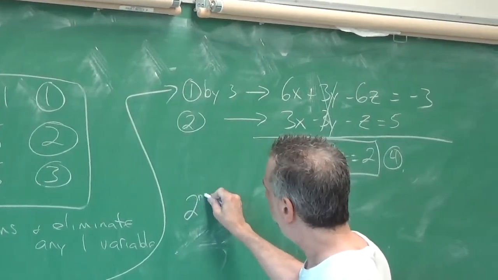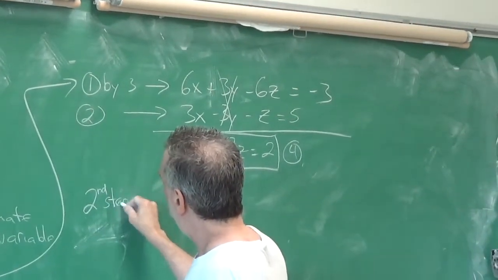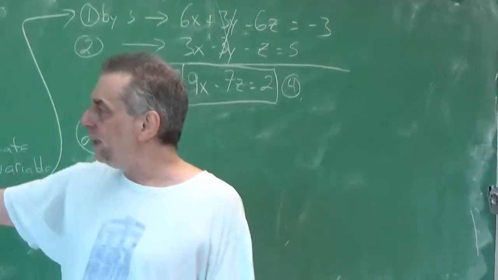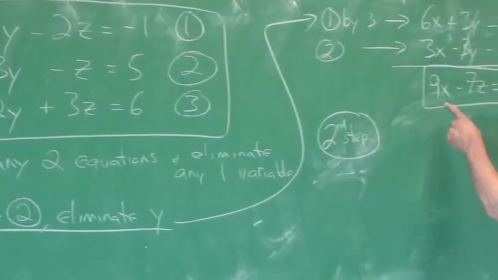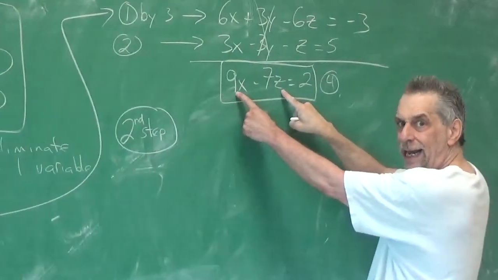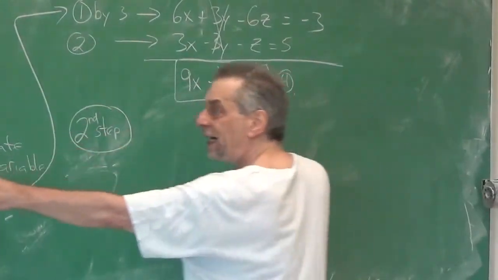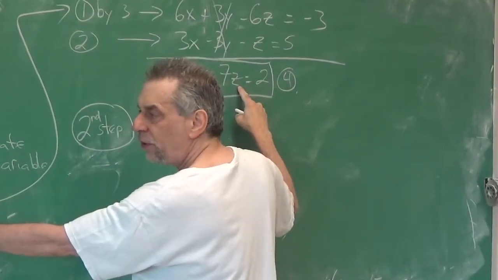Second step, same as the first, except you have to eliminate the same variable, because you want your equation 5 to be also in x and z. So your second step depends on what you did with your first step.